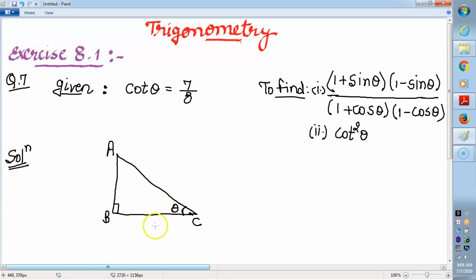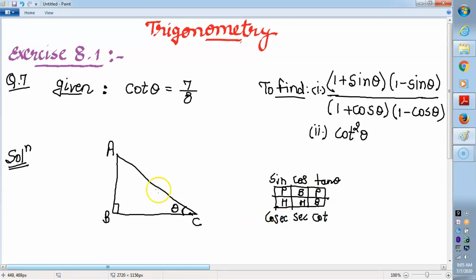Now since cot theta is given, first we will write a small table. What is a small table? P by H, B by H, P by B. First one is for sin, second one is for cos and third one is for tan, and their reciprocals for cot, reciprocal of cos is sec and reciprocal of sin is cosec. Since cot theta is given, we are going to use this relation, base upon perpendicular.